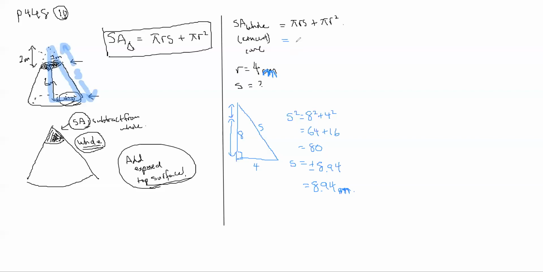So let's do it. That means pi times r times s plus pi times r squared. Give me a second. Pi times 4 times 8.94 plus pi times 4 squared. That brings us to a surface area of 162.61 meters squared. Just for simplicity, I'm just going to do 163 meters squared.